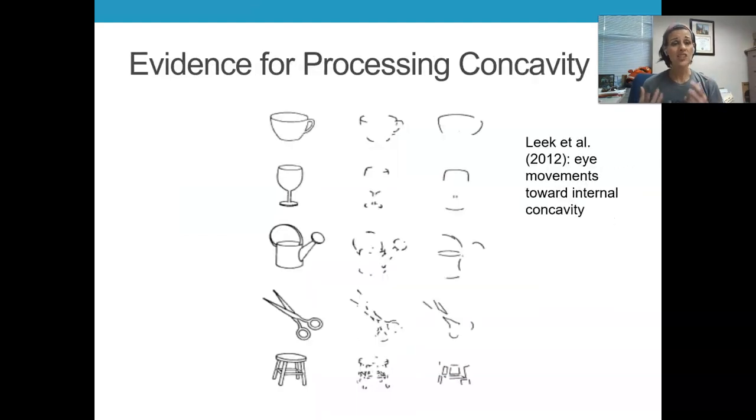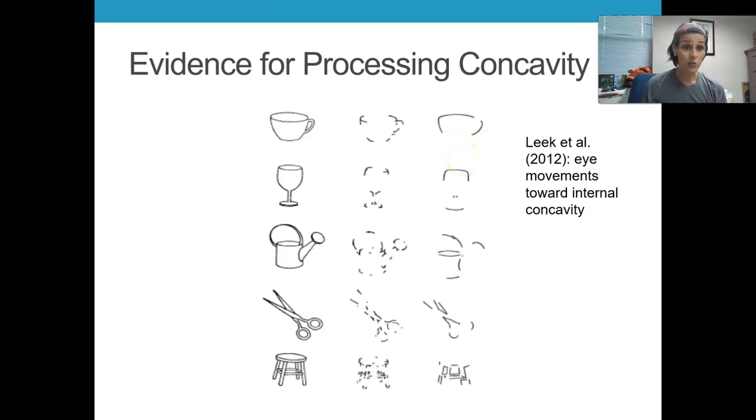Now, what evidence do we have for processing concavity to help us recognize objects? So I want to focus in particular on this watering can. You can kind of see here that when we don't get rid of areas that are concave, it's really easy for us to find the watering can. Once I take out the regions that are concave, it is a lot harder for us to do. And you can actually see that's also true for the stool, the scissors, the wine glass, and also the cup.